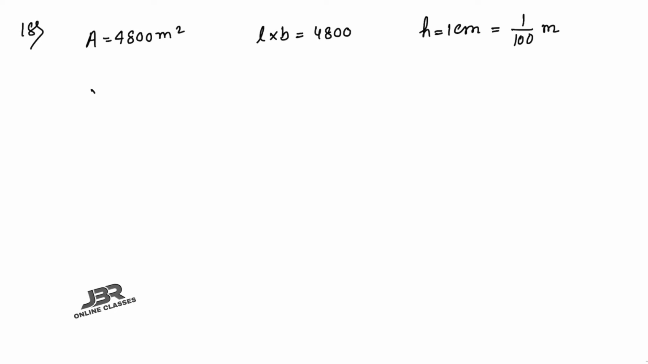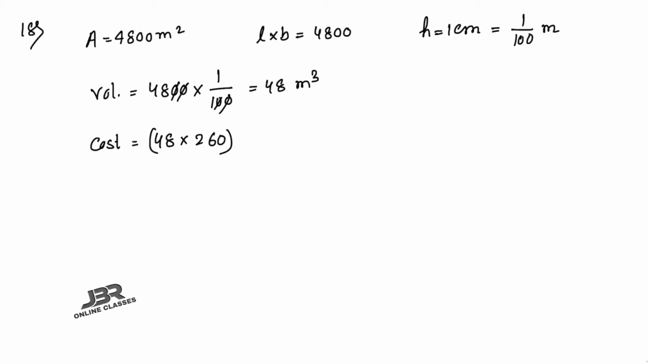So first here you have to find out the volume. So volume means here 4800 into height, that means 1 by 100, so 48 meter cube. So cost equal to here 48 into rupees 60, that one equal to here 2880 as your answer.